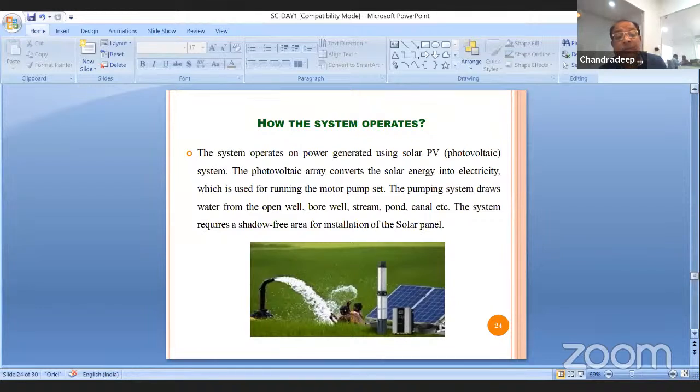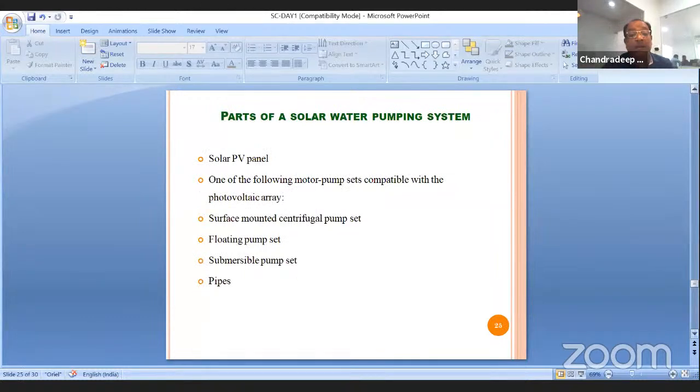The system operates on power generated using solar PV modules of any technology. The photovoltaic array converts the solar energy into electricity, which is used for running the motor pump set. The pumping system draws water from the open well, bore well, stream, pond, canal, etc. The system requires a shadow-free area. As I said, site assessment is compulsory, but that is for the power plant, not for the water pump, because on the ground you don't have the fear of having shadow. So a shadow-free area is needed for installation of the solar panel.